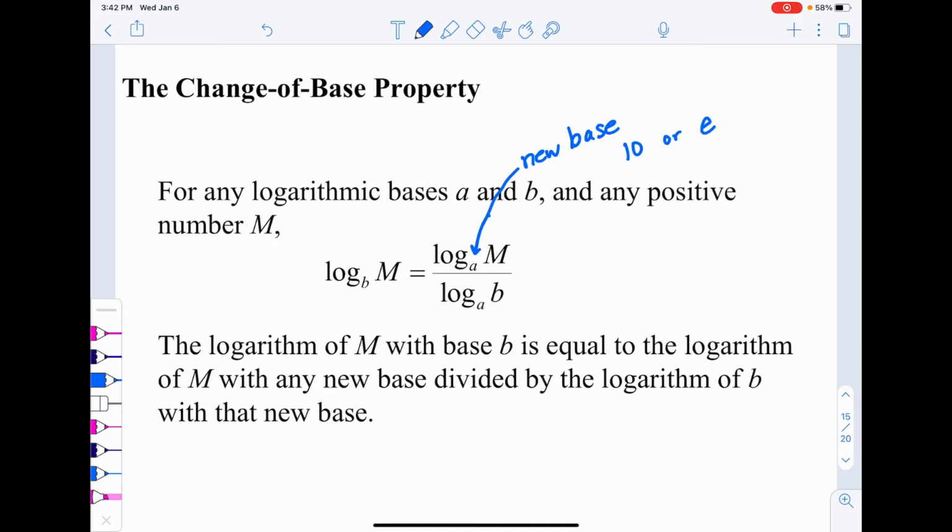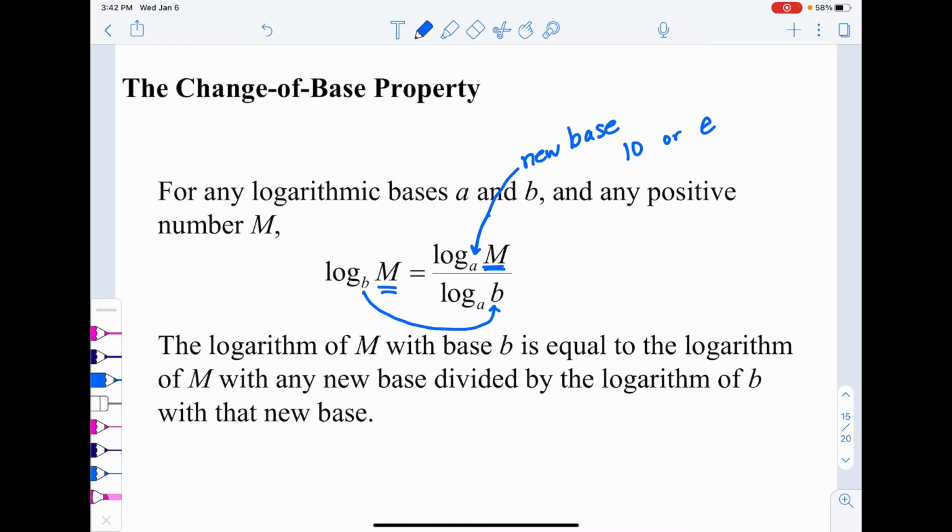So we're going to change the base into a log, they call it a. So log a of m. Whatever we were originally taking the logarithm of, that's what's going to the top, the numerator of our fraction. And then we're going to take log base a of whatever that original base was. So it says that the logarithm of m with base b is equal to the logarithm of m with any new base divided by the logarithm of b with that new base. Whatever you're changing your base to, it has to be the same value.